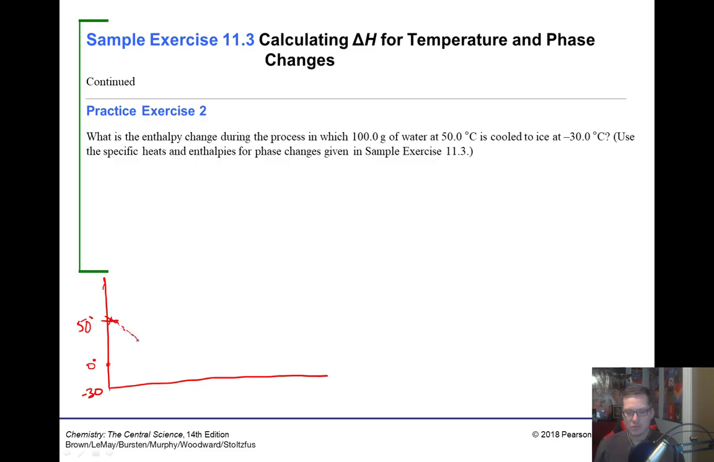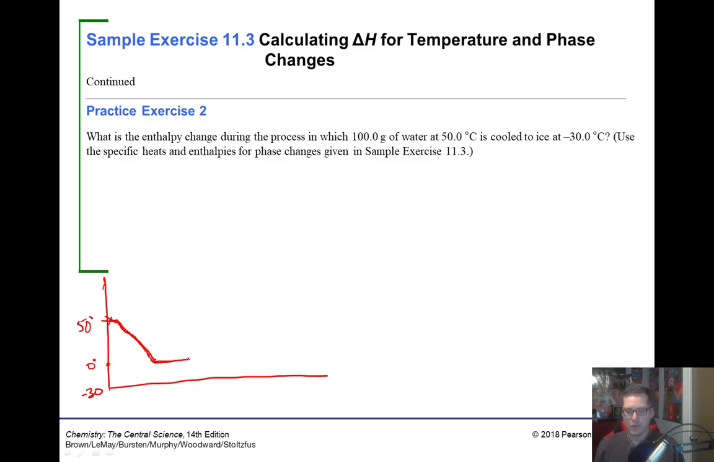Our temperature will be dropping steadily. That'll be a straight line until we reach 0 degrees. And then once we reach 0 degrees, our liquid will start freezing, right? And so we'll have liquid water until all of the liquid has frozen, right? And so we'll be there.